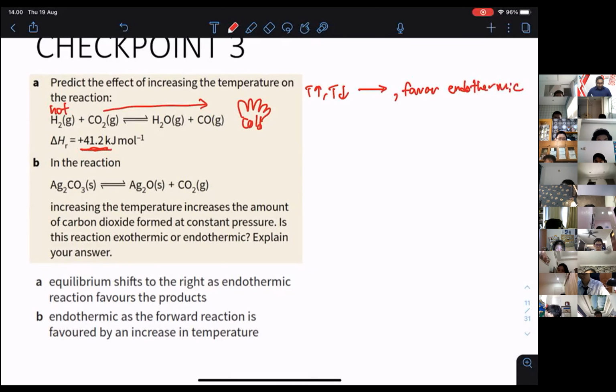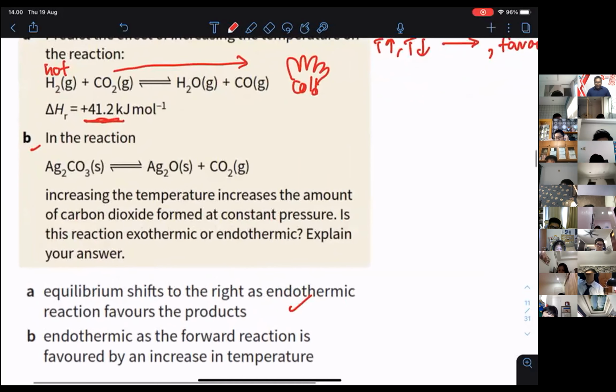So here you see, it is going to be shifted to the right. Endothermic reaction is favored. In the following reaction, sometimes they have this kind of reaction which is slightly different. They say that increasing temperature increases the amount of carbon dioxide at constant pressure. Is this exothermic or endothermic? How do I like to do this? I will use trial and error. I will assume that this is delta H.